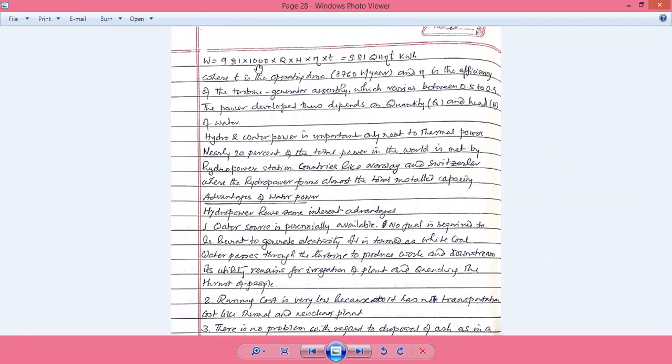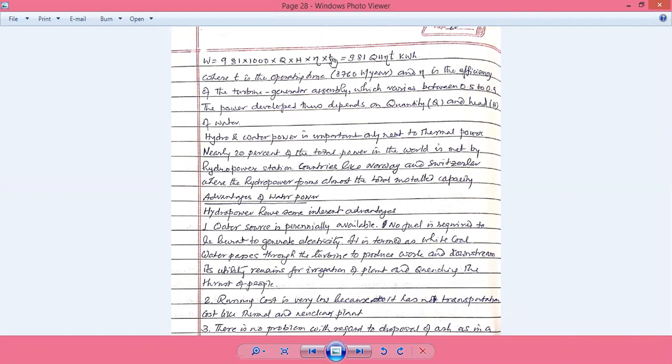W = 9.81 into Q into H into eta into T, where T is the operating time, say 8760 hours per year. Eta is the efficiency of the turbo generator assembly itself, which varies between 0.5 to 0.9. The power developed in the plant depends on the quantity of flow and height of fall of the water itself.